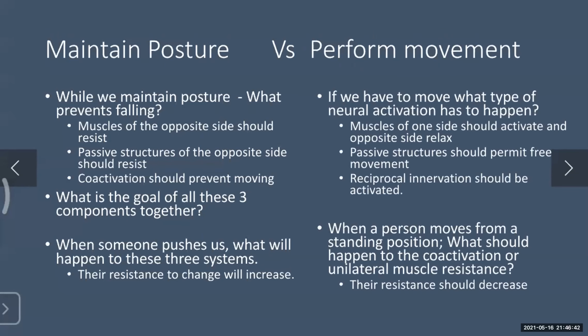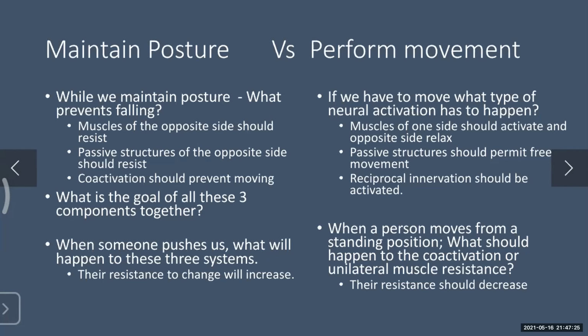Now let's look into performing movement, right? If we have to move, the neural activation should first activate the muscles of one side and the opposite side should relax. Correct? While maintaining a posture, the opposite side should resist. But here, while one side is activated, the opposite side should actually relax. Number two, the passive structures should permit a free movement. Number three, co-activation should not happen. Reciprocal inhibition should happen and that should be activated, right? So we see here it is the opposite of what is needed to maintain posture.